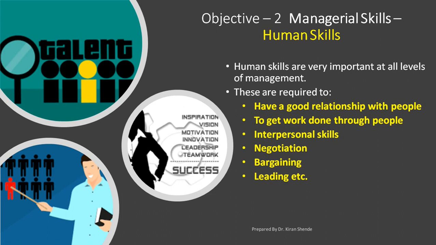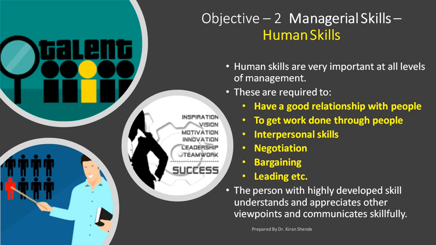So human skills, basically a good manager should have good relationship with people. He should know how to get the things done. So you must have seen in the video, the chef has good relationship with the subordinates. He knows to get his work done. He communicates well with the subordinates and leads from the front. The person with highly developed skill understands and appreciates other viewpoints and communicates successfully and skillfully. These are basically the human skills which are extremely important to be a good manager.